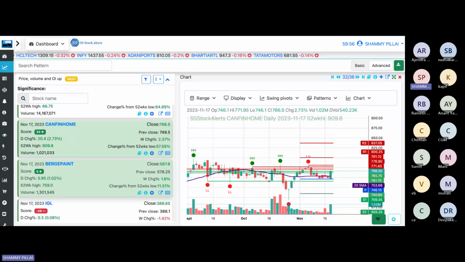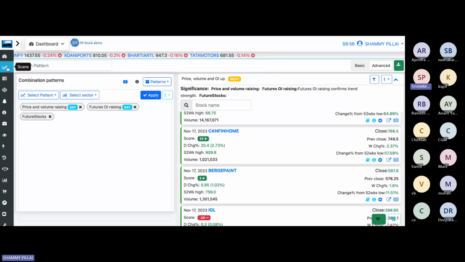Anything else on this? Thank you, I'm ready to take your queries, because this covers everything. Of the strongest things which I use in price action, I have covered these two patterns, and they are sufficiently good to take trades.